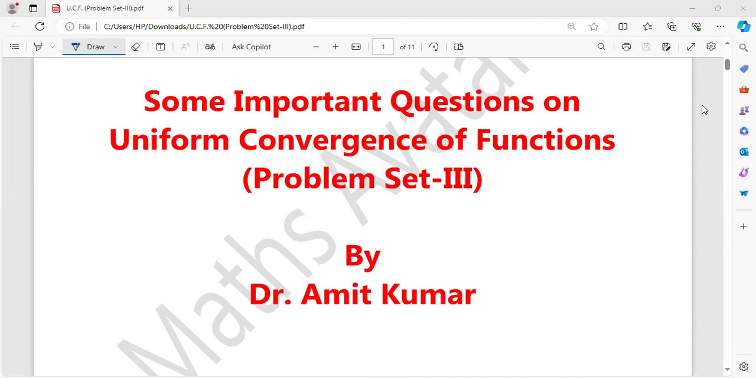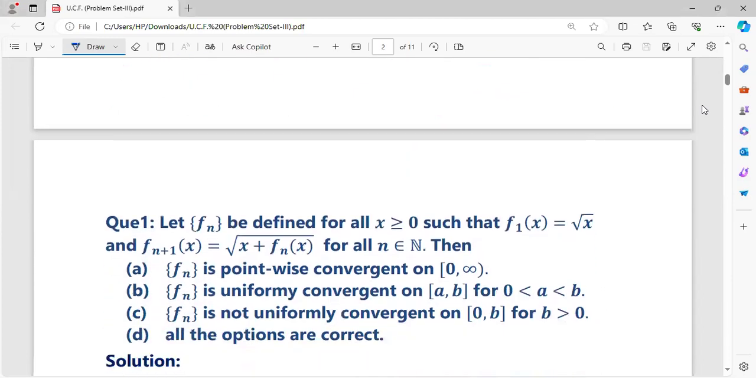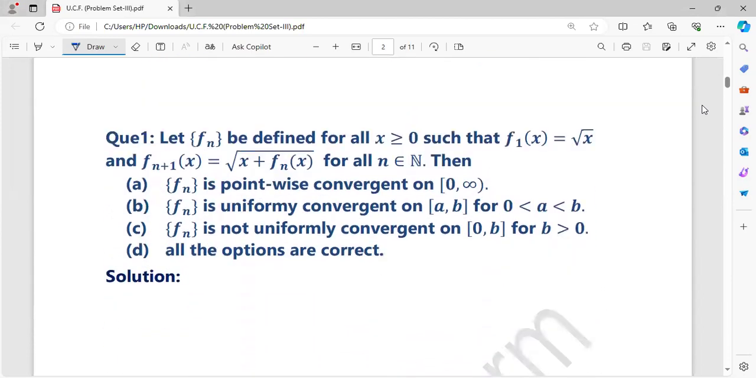Okay. So, let's start today's session now. What is the first question? The first question is really very important. I have especially selected it for you. So what is this?